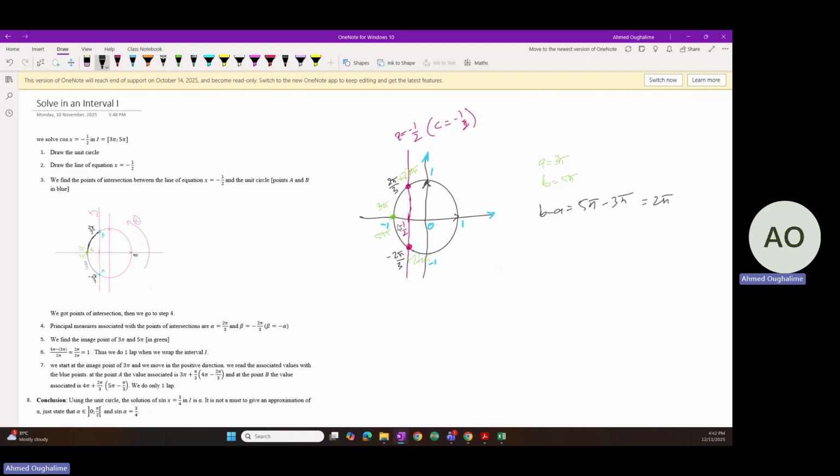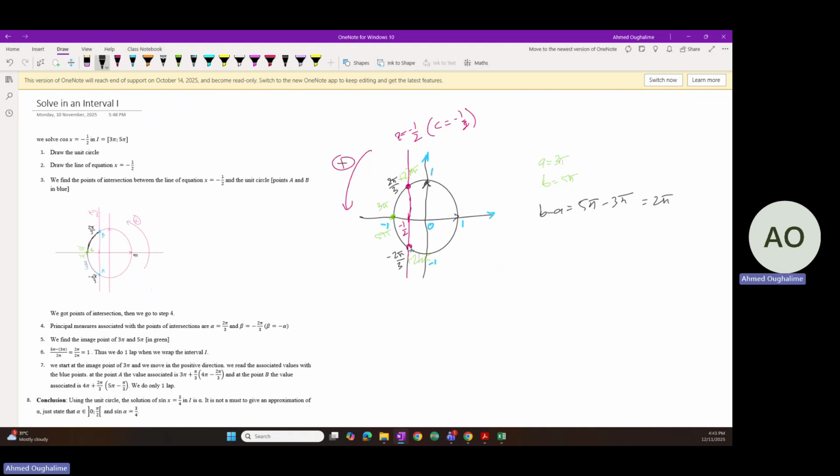So how to do the reading? I start going around, starting from this position. So I'm going in the positive direction. Okay, we go always with this point, in my interval.